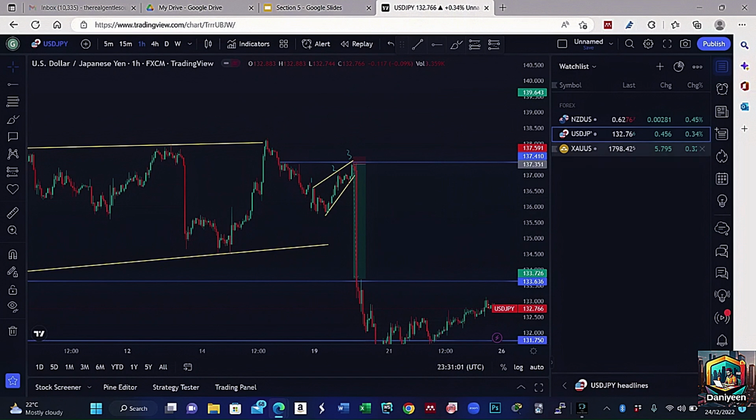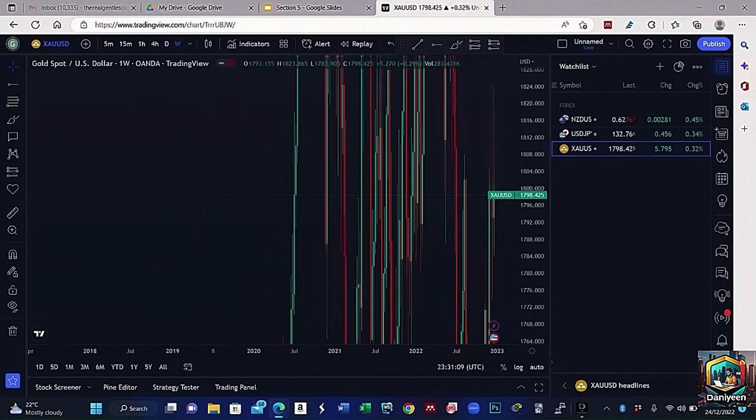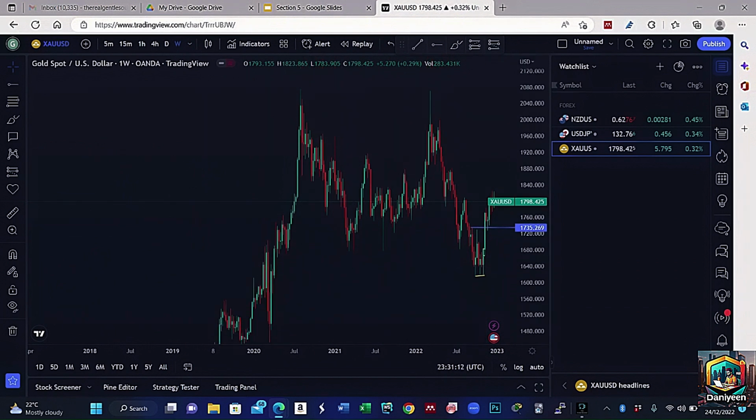So now let's go to the third one, which is XPU USD. So we'll do top down analysis on that also. Let's go to the weekly time frame.